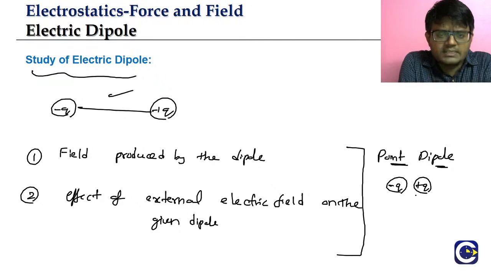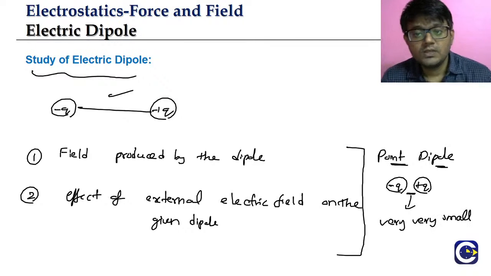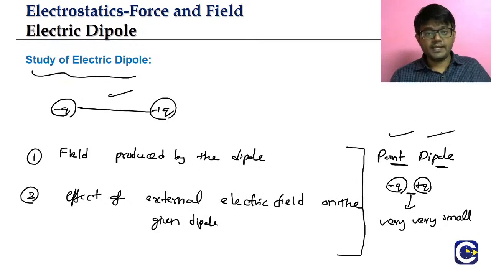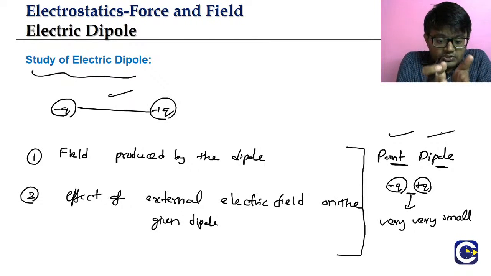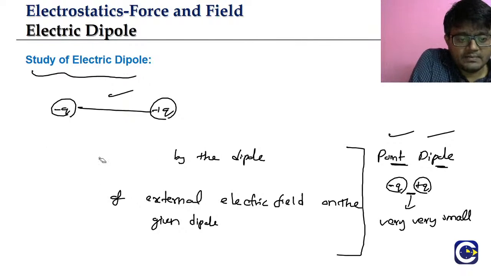But if they are almost at the same point, almost touching, then this distance will be very, very small. So such dipoles are going to be called what? Point dipoles. What is a point dipole? The negative charge location and positive charge location are almost at the same point. Then we call the dipole a point dipole.